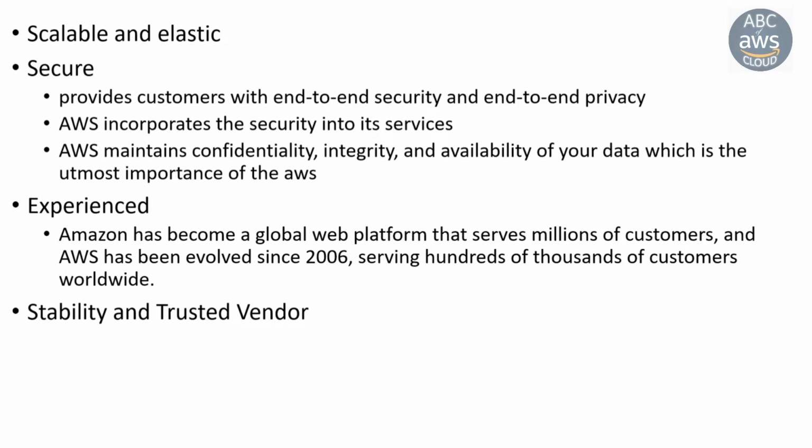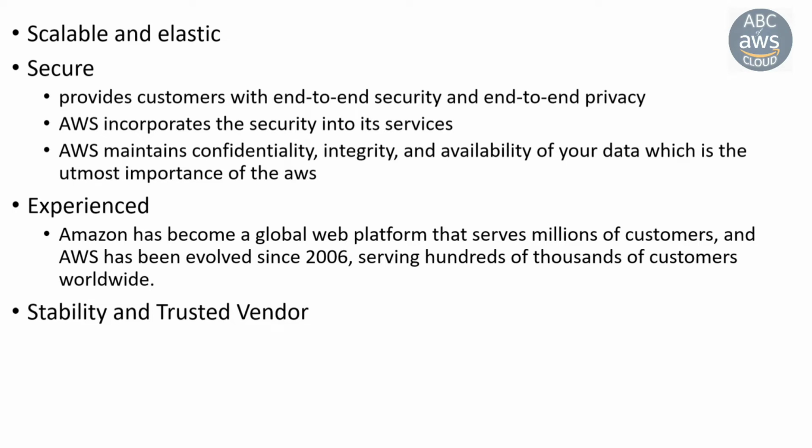Next is security. Security is the highest priority from the AWS side. You want to secure your environment, right? So they provide customers with end-to-end security and end-to-end privacy. They incorporate security into its services, and they follow all the security standards in the market. So no need to worry about the security of the services you use from AWS. In the case of infrastructure as a service, you need to understand how to secure your infrastructure. Everything will be provided by AWS, but you should know how to use it. AWS maintains the confidentiality, integrity, and availability of your data, which is of utmost importance to AWS.